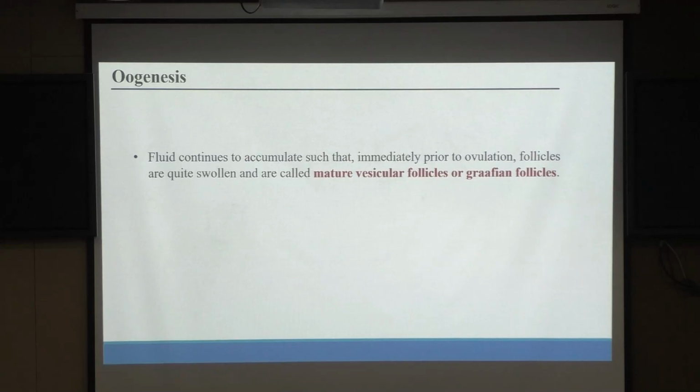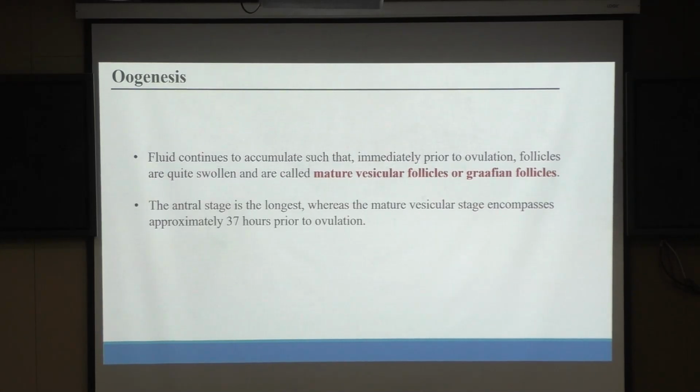Follicular development is different from the development of the oocyte. Okay, try to differentiate what is a follicle and what is the oocyte. So follicle-wise, we call it primordial follicle, primary follicle, secondary follicle, Graafian follicle. Right? Oocyte-wise, we call it primary oocyte, secondary oocyte. Okay, fine. Now, this antral stage is the longest, whereas the mature vesicular stage encompasses approximately 34 hours before ovulation. Okay, this is not very clinically significant, so you don't have to take it down.